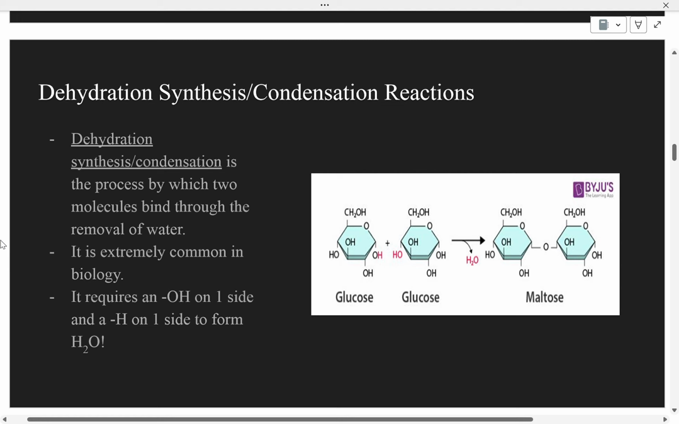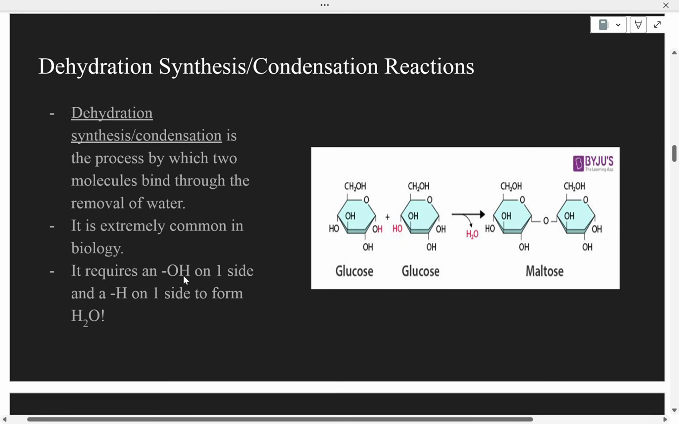So the first one is called dehydration synthesis, and it's also called a condensation reaction. So this is the process by which two molecules will bond together, and water will be removed in the process. So if we see on the right here, we have two glucose molecules. We'll see that in the middle, when we're trying to connect these together, we take an H from one side and then an OH from the other side. That'll make H2O, right?